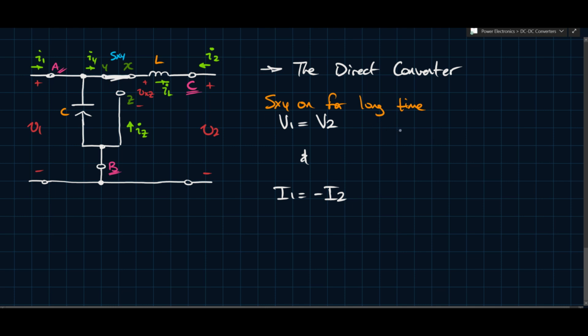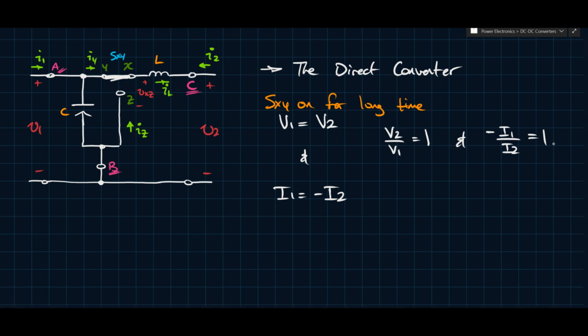From this, you can deduce that if there was a gain or some type of input-output relationship, we can say that V2 over V1 is equal to 1, and that minus I1 over I2 is equal to 1. We'll define what these parameters are later on, but you can imagine this to be some type of gain that the converter has. So we see that if SXY is on for a long time, the output and the input voltages become the same, and the currents are basically the opposites of one another. Fairly simple stuff.